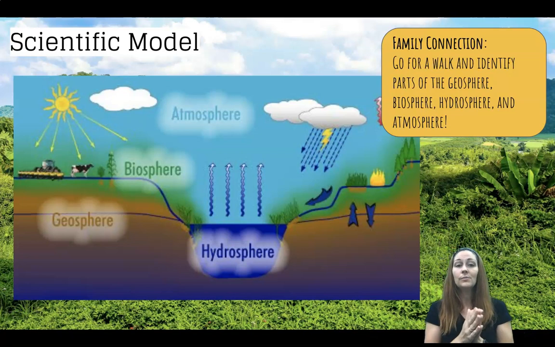Okay, what I would love to do is go for a walk and identify parts of the geosphere, biosphere, hydrosphere, and atmosphere that you see on your walk. Literally pause me. Go look. If we were in the classroom, we'd be walking the campus right now, looking for all these different elements. And if you don't have time right now, wait to go on a family walk. It's a great time to make a good connection.